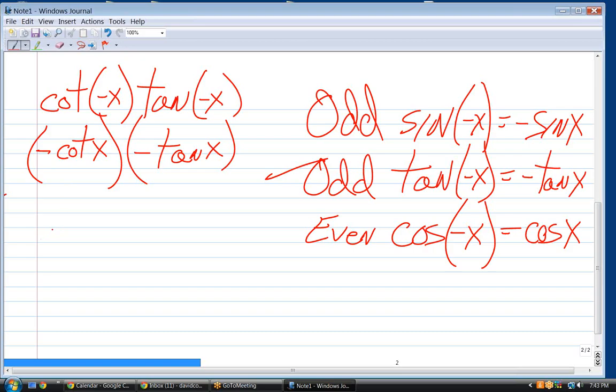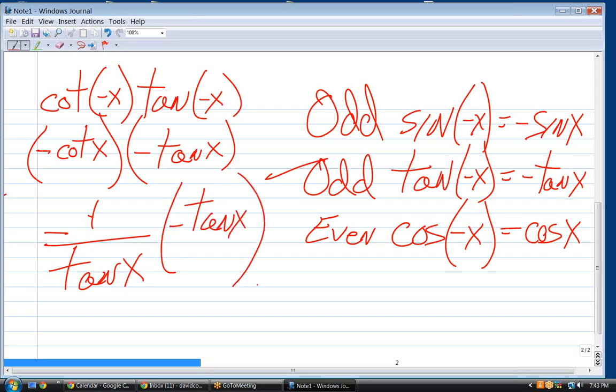This is the same as negative 1 over tangent x, and I've got that multiplied by a negative tangent x. The negatives become positives, and I get plus 1, because I got a negative divided by a negative.